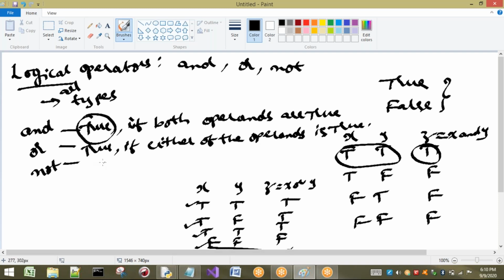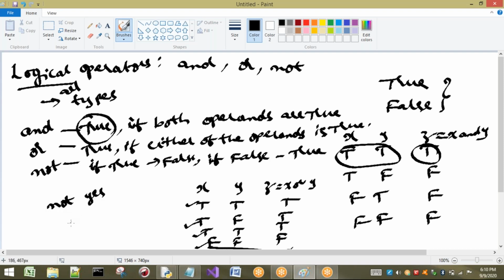Now the NOT operation. This is the NOT operator. If true, the result will be false. If false, the result will be true. This we have to understand. If I say not yes, the answer is no. If I say not no, then the answer will be yes. In the same way, if I say not true, it will be false. If I say not false, it will be true. First, you have to remember these rules.